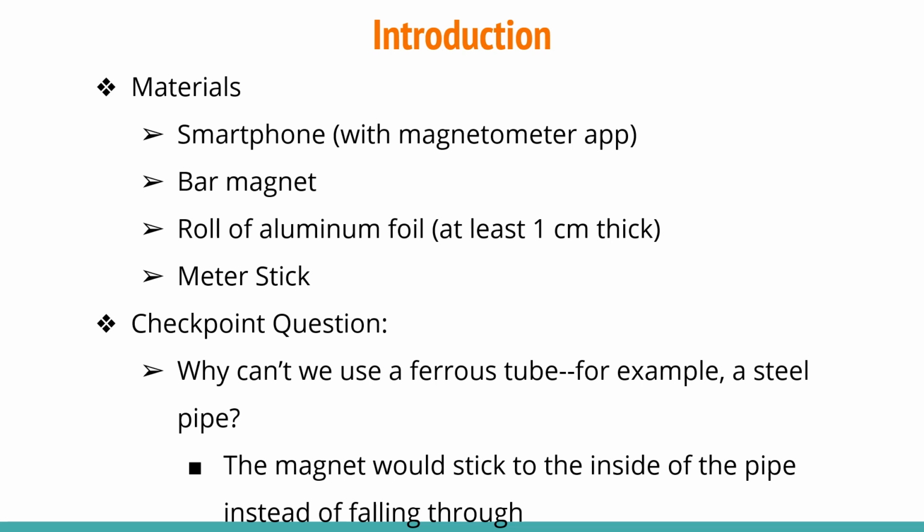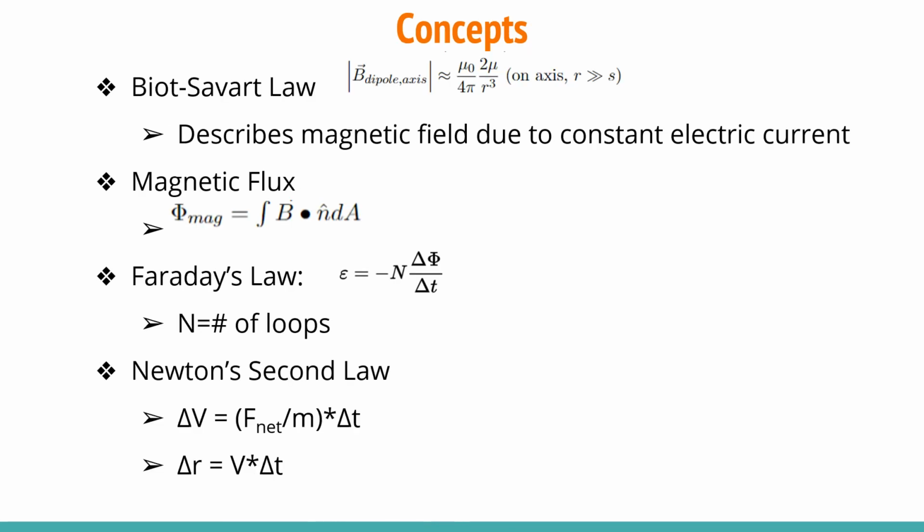Before we get started on the actual experiment, let's answer the checkpoint question. Why can't we use a ferrous tube such as a steel pipe? The reason we can't use a ferrous tube such as a steel pipe is because the magnet would stick to the inside of the tube rather than falling through.